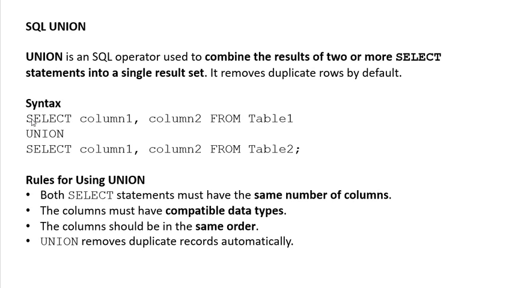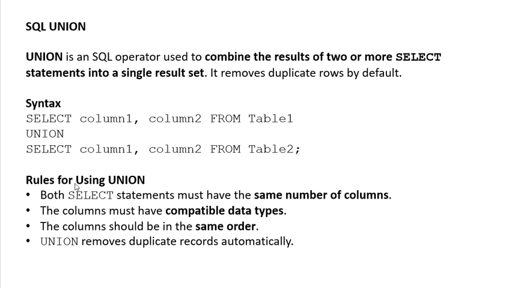The syntax is: SELECT column names 1, 2, otherwise for all the columns use a star, FROM table 1, UNION, and after that SELECT column 1, column 2 FROM table 2, and a semicolon.